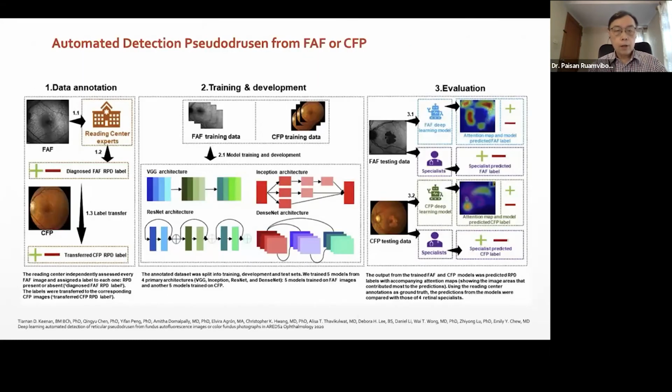And in this model, they use the data annotation from the AREDS Reading Center, where they use data from the fundus autofluorescence and transfer the label of reticular pseudodrusen positive and negative onto the color fundus images over here. And then they create two models. The first model performs prediction on the images of fundus autofluorescence.